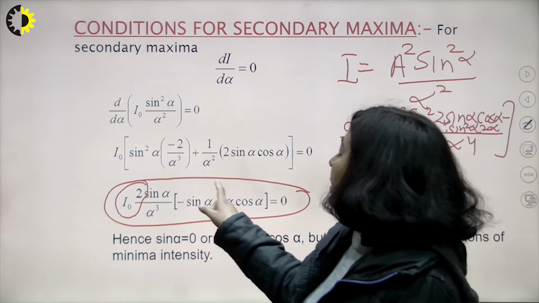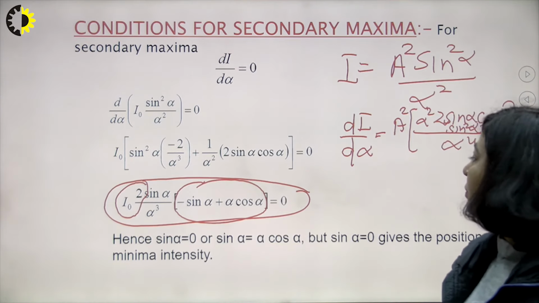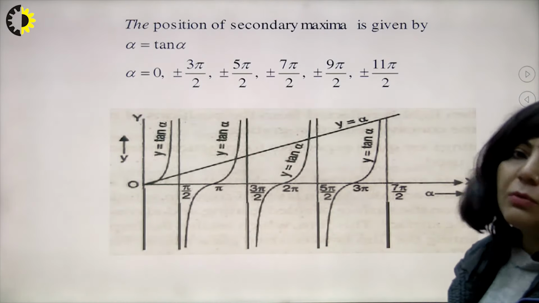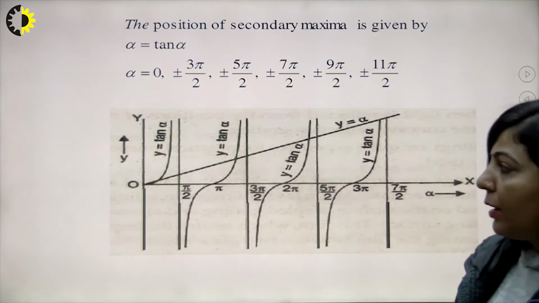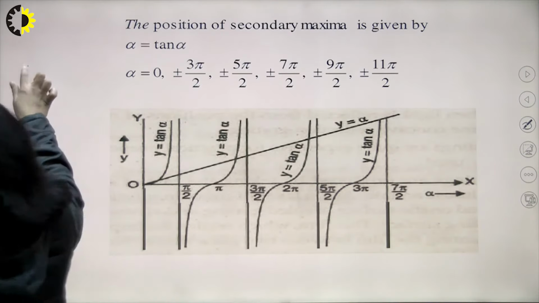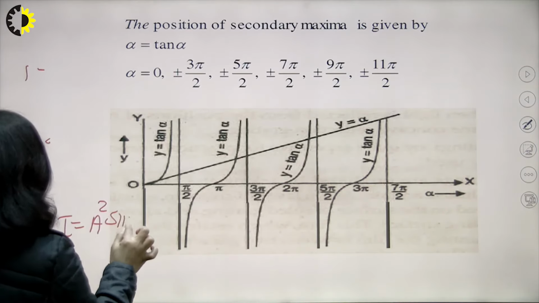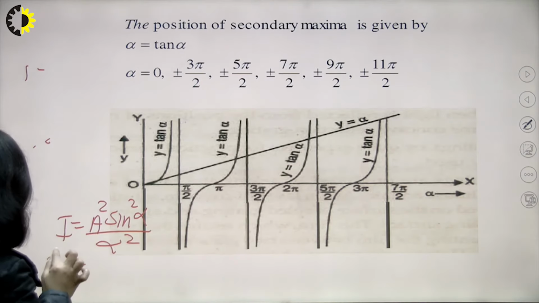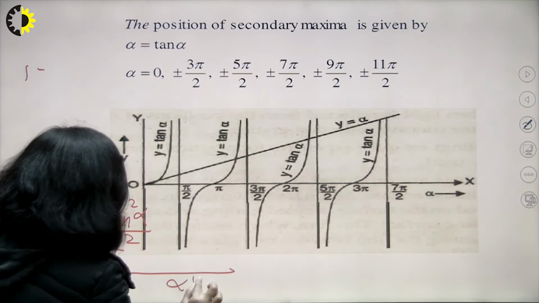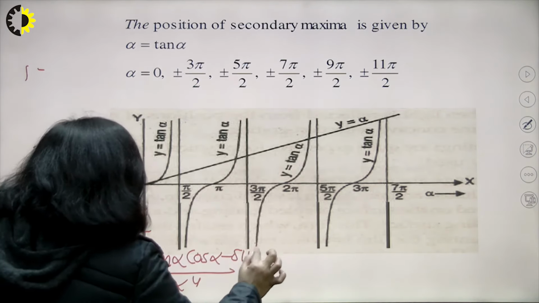So the remaining condition is sin alpha cos alpha minus sin alpha equal to 0, or you can say sin alpha is equal to alpha cos alpha, or alpha is equal to tan alpha. Let me differentiate to show how you get it. You have I equal to I naught sin square alpha upon alpha square. If you differentiate I with respect to alpha, you get I naught as it is, over alpha to the power 4, times alpha square 2 sin alpha cos alpha minus sin square alpha 2 alpha, equal to 0.